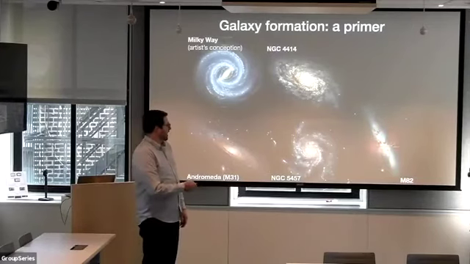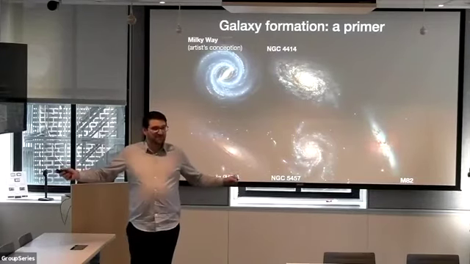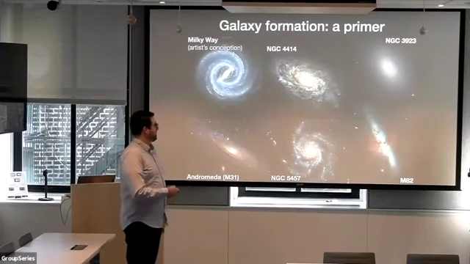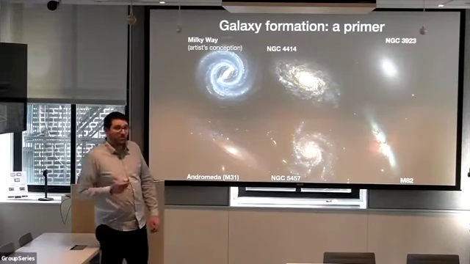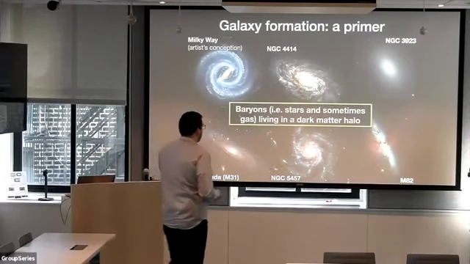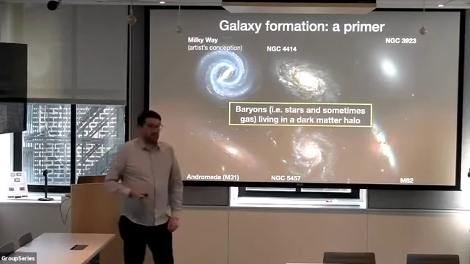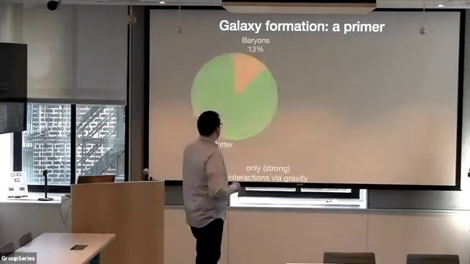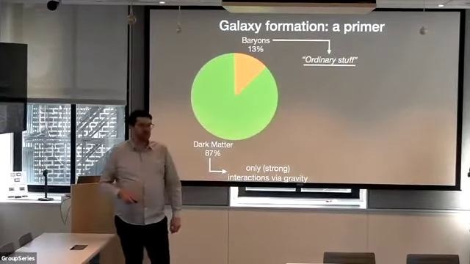Sometimes you have these enormous outflows of baryons flying out of the center of the disk, and sometimes you just have big balls of stars. But what all galaxies are is baryons living in a dark matter halo. So now that I've mentioned the term baryon, I'll come back to this pie chart.